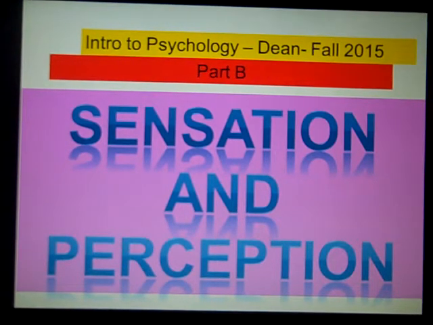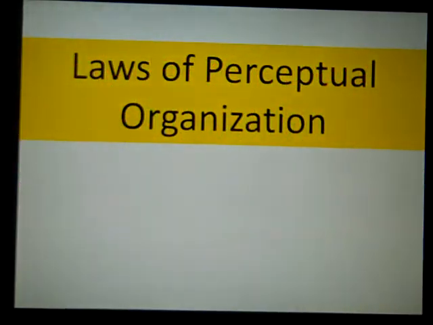Okay, here is the next video lecture for Sensation and Perception, Introduction to Psychology. We've spent some time talking about the difference between sensation and perception. We've talked about some of the components of perception: mood, attention, culture, context. So now we're setting the stage for more discussion. We talked about thresholds, detection, and discrimination. Now I want to talk a little bit about laws of perceptual organization.